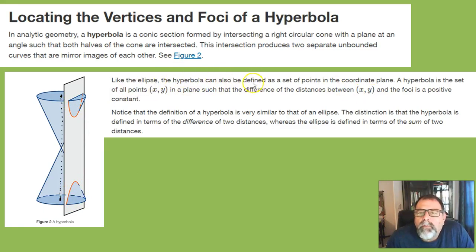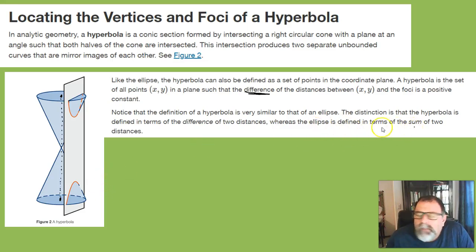Like the ellipse, the hyperbola can also be defined as a set of points on the coordinate plane. A hyperbola is the set of all points x and y in a plane such that the difference of the distances between x, y, and the foci is a positive constant. So here we're doing the difference. For the ellipse, the sum of those distances was a constant. Here it's the difference.